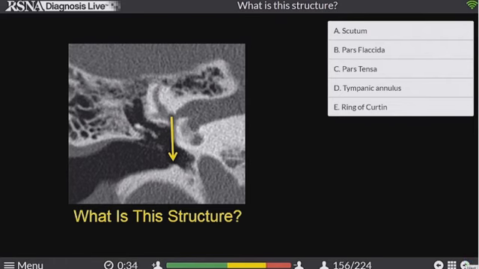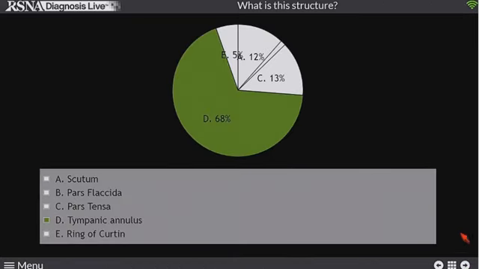Some of you are slow answerers. Okay, 68% tympanic annulus, that's right. Ring of curtain. 5% said ring of curtain. Dr. Curtin's happy about this.